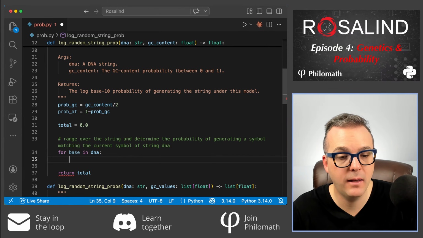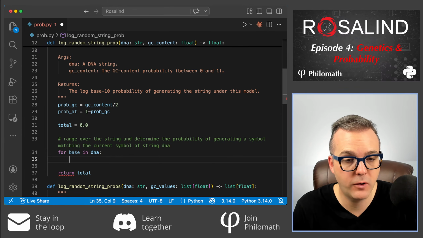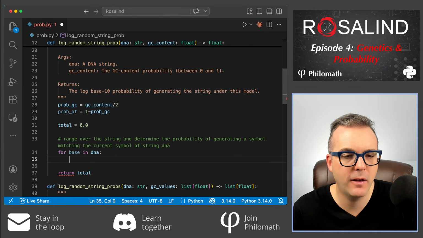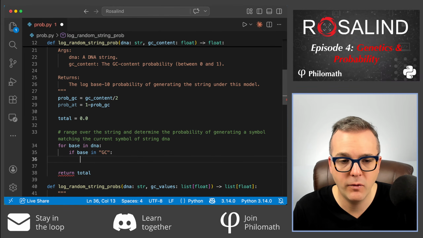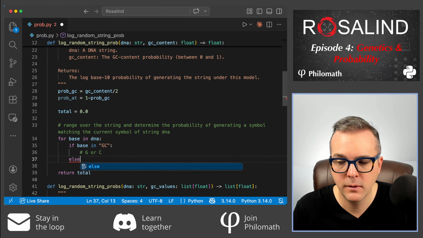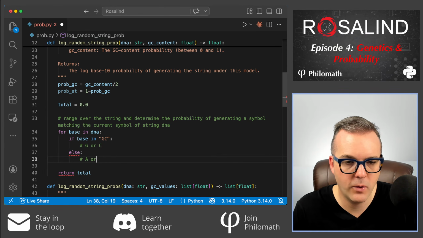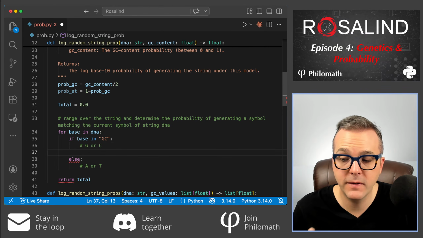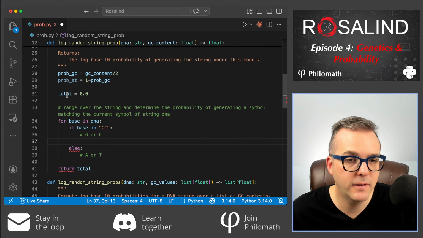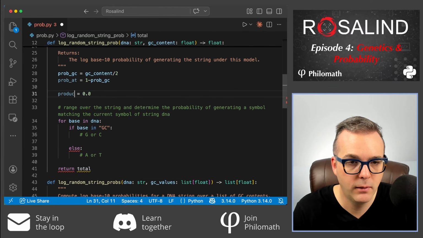And then I'm going to ask, what is this current base? I have a quick test in Python to say, is it a G or a C? Is that base in the string GC? So this says G or a C. Else, I'm going to say this is an A or a T.